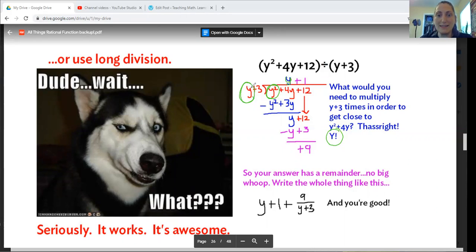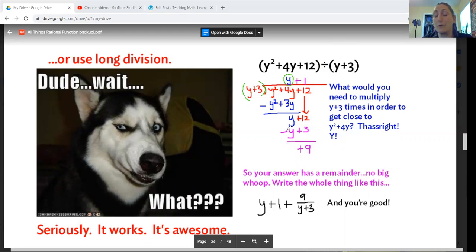You do y times, and I'm going to clear drawings real quick. You do this y times this, right? Y times y is y squared. Y times 3 is 3y. Now, I'm going to need to subtract this. Divide, multiply, subtract, then bring it down.